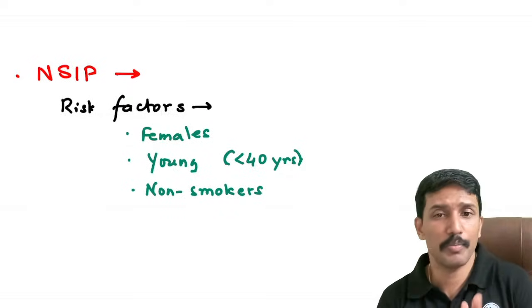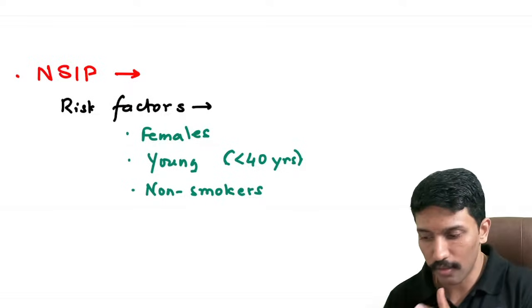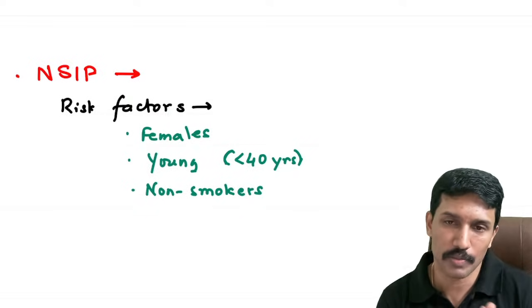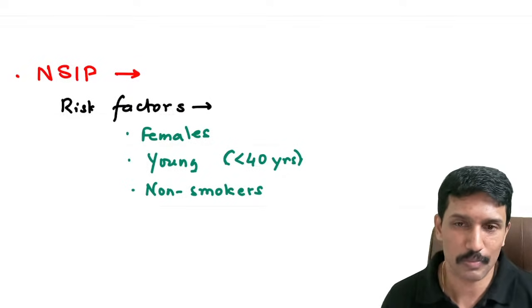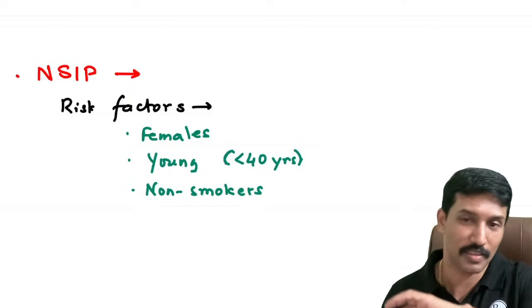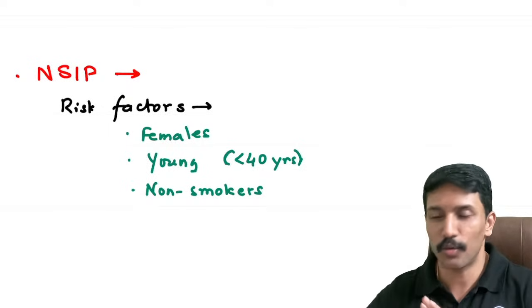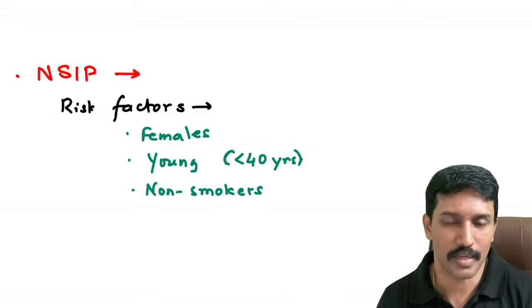So a typical NSIP patient is a young female who does not smoke. So if you fall in this category, you are at risk of developing non-specific interstitial pneumonia. Young female who does not smoke. Now just don't use this as an excuse to start smoking, saying that, sir, this is my New Year resolution. In 2026, I want to eliminate the risk of developing NSIP because I fall in this category.